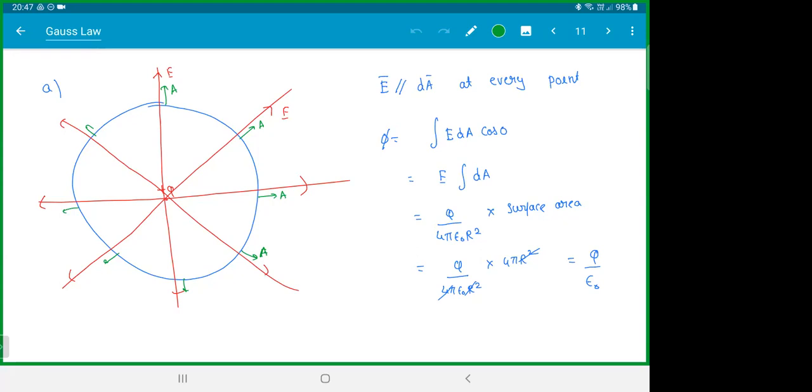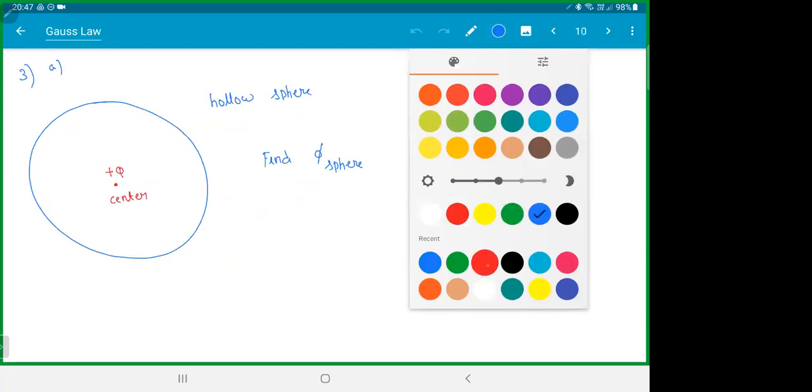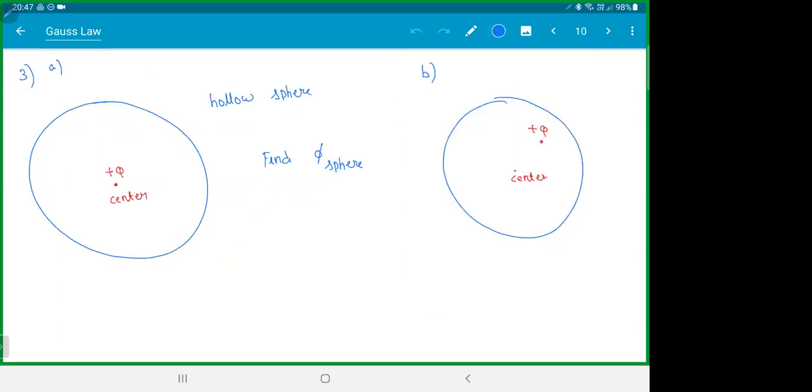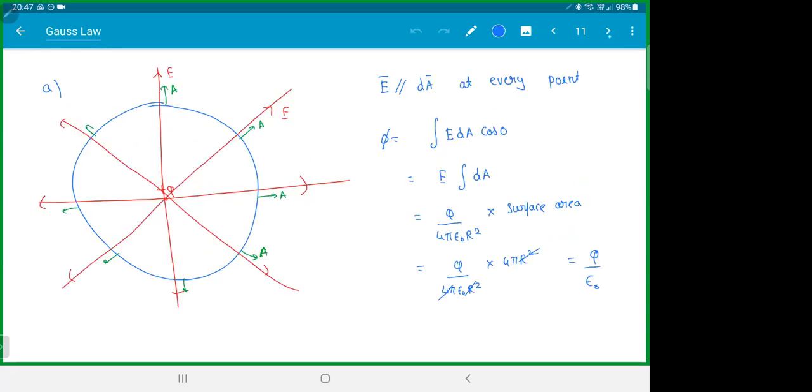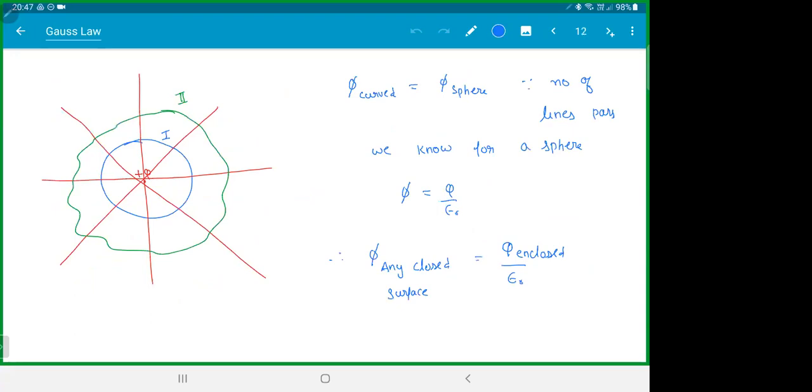So last class we were doing flux. If you keep a charge Q inside, it doesn't matter where you keep it. We proved last time that for any random surface, the flux will be Q by epsilon.